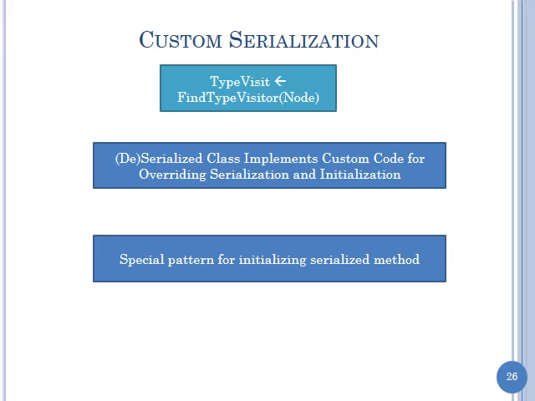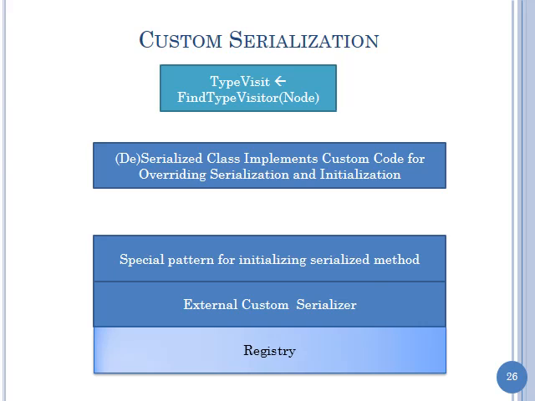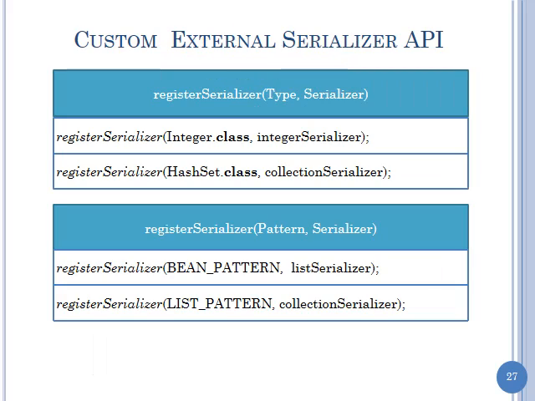So what we can instead have is a registry with external custom serializer, and that's what Gypsy does. And then there's a special pattern for initializing serialized objects. Okay, and that's just a detail.